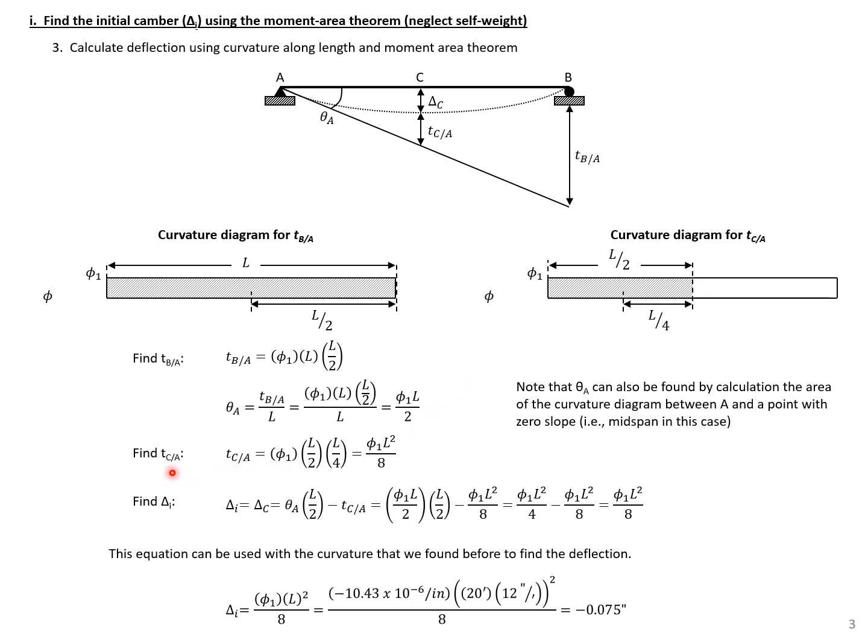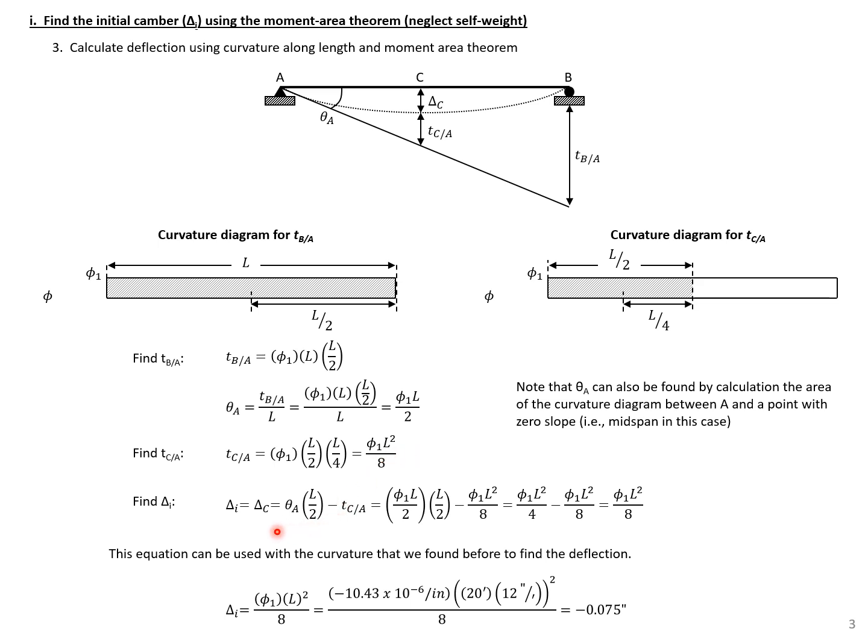Next, we need to find t sub C over A. To find t sub C over A, we need to take the area of the curvature diagram between A and C, which is phi sub 1 times L over 2, times the distance between C and the center of this area, L over 4. So we'll get that value to be phi sub 1 L squared over 8.